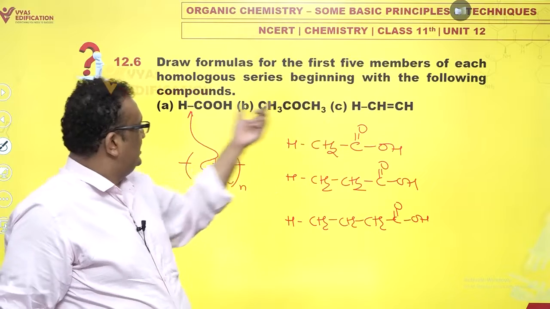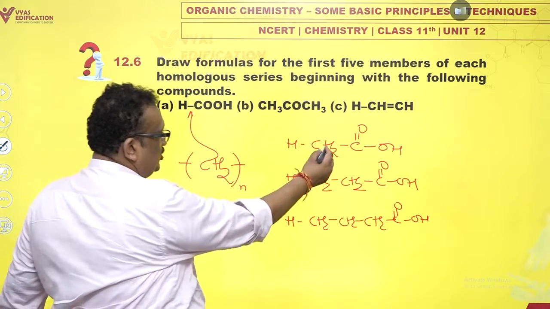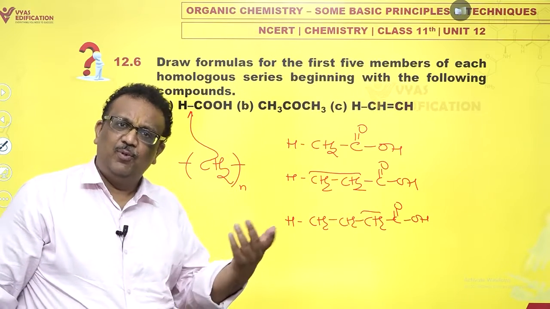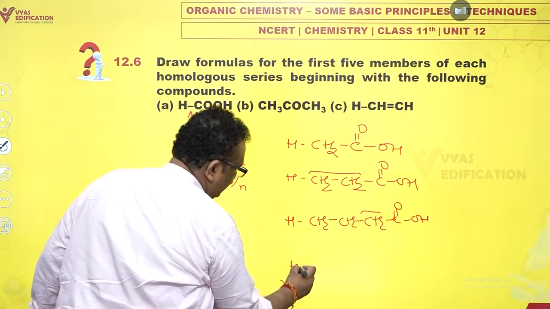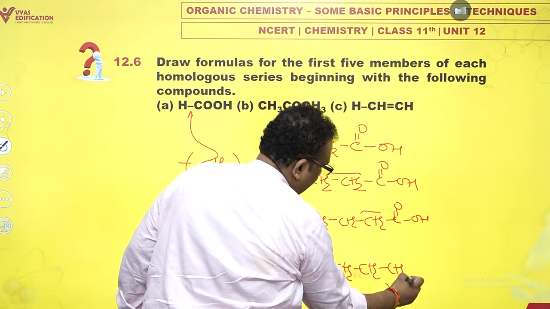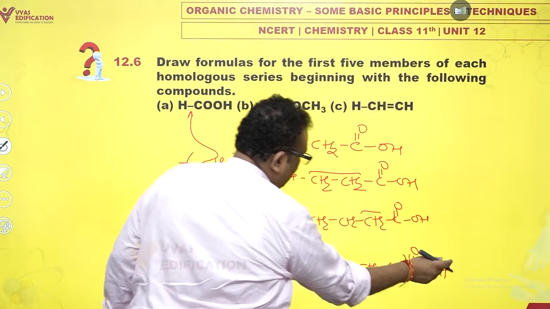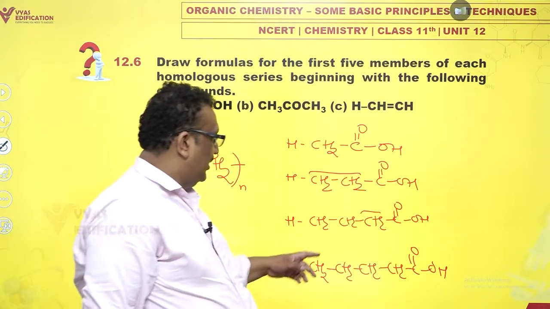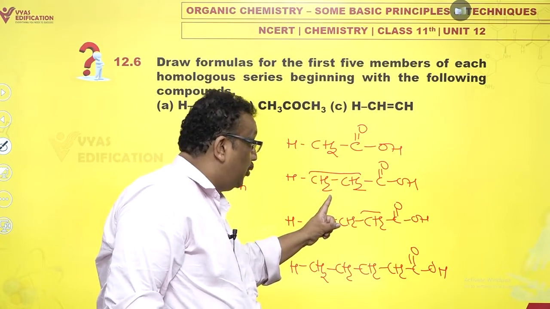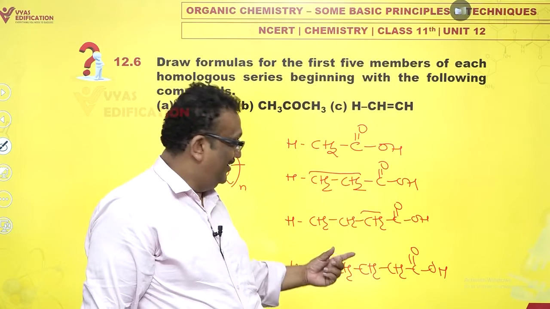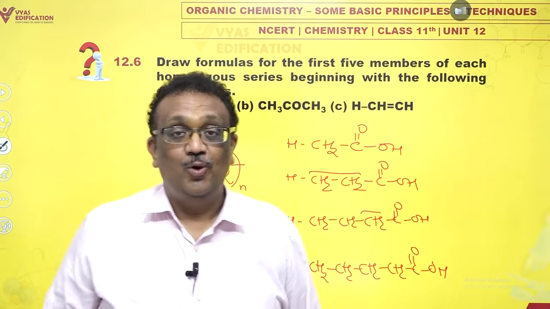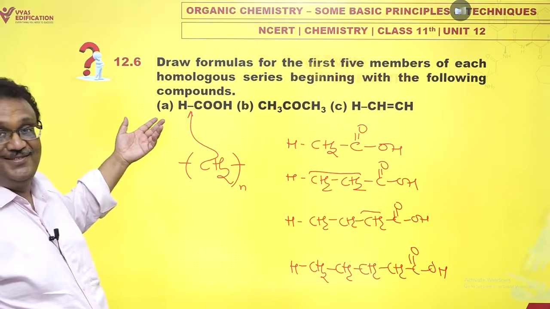Simply HCOOH, the first member. We insert one CH2. Then we have one more CH2, one more CH2 like this. We keep on getting more and more acids. One more. And what is this? This is pentanoic acid. So, methanoic, ethanoic, propanoic, butanoic acid and pentanoic acid. These are the first 5 members of the homologous series of carboxylic acids.